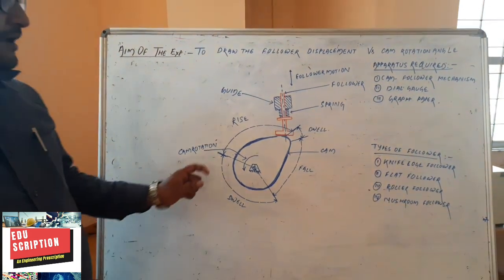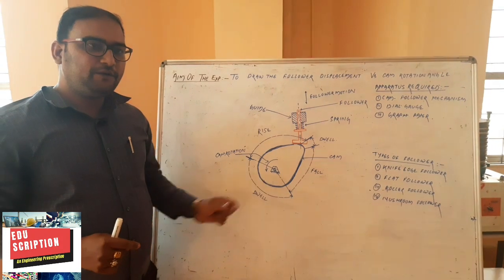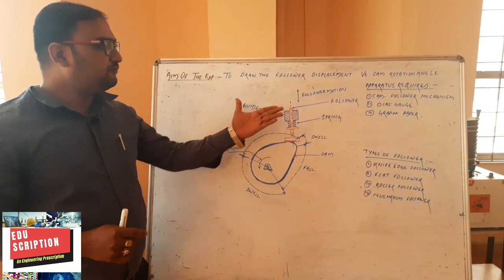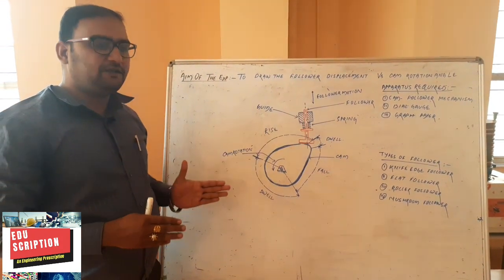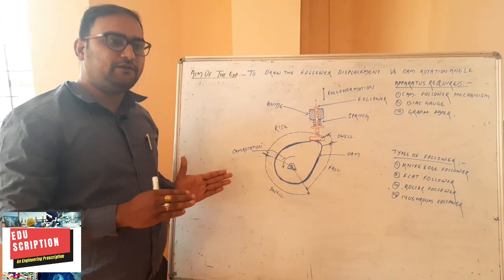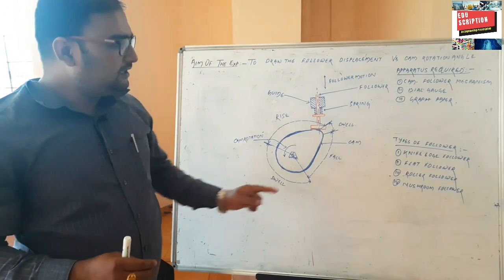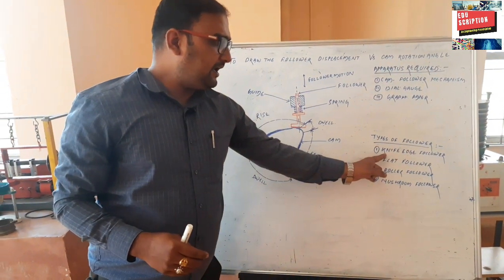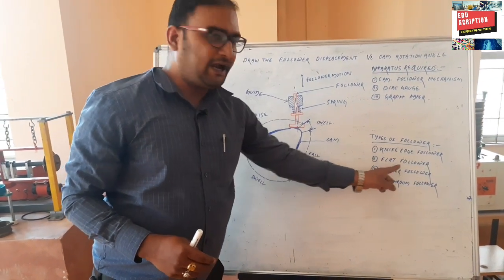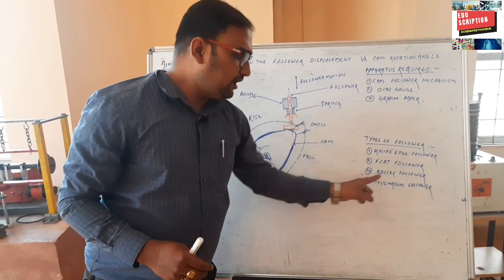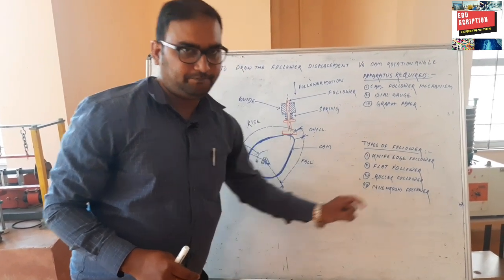Now, the classification of the cam depends on the follower motion. That means as per the required motion of the follower, the shape of the cam may be of various types. The types of follower are knife edge follower, flat follower, roller follower, or mushroom follower.